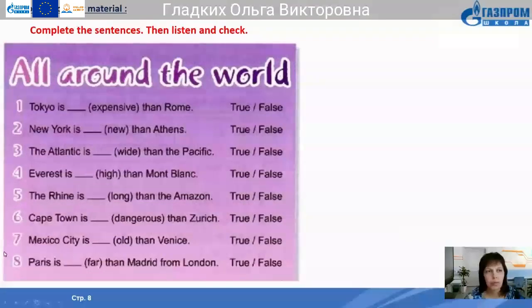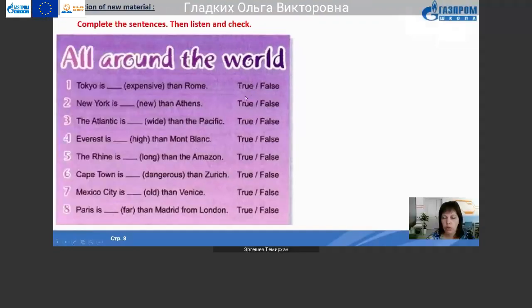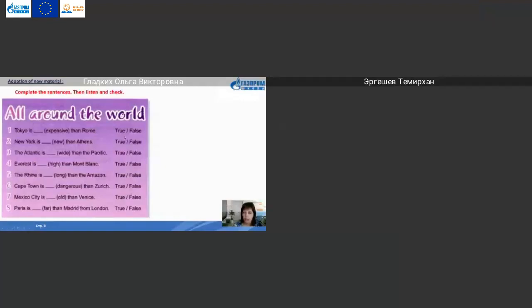Next, we have such a task. Complete the sentences, then listen and check all around the world. So you have 8 sentences and you have to use comparative adjectives, and after that you have to say is it true or false. So I'll give you 1 minute to do this exercise, and after that we'll check it together. So please do this task.